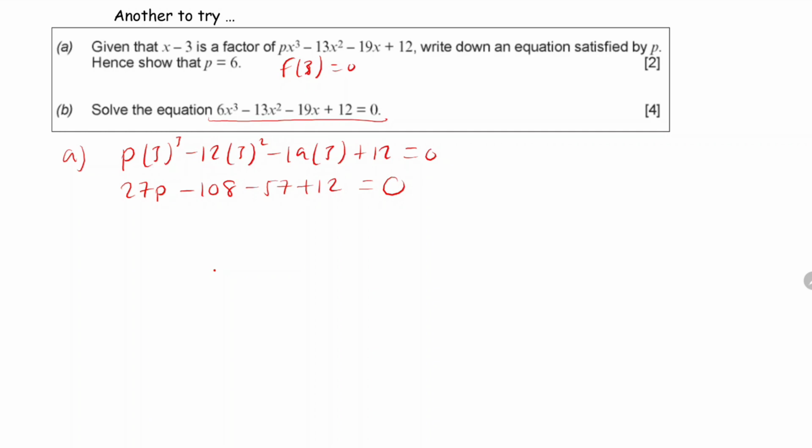Oh, just notice a mistake. That should be minus 13 there, which gives you minus 117 here. Sorry, it's a mistake. Solve this equation. Minus 117 minus 57 plus 12. That gives us minus 162. And then 27p equals 162. So p equals 162 divided by 27, which is 6. Which is what it's asked us to show here. Okay.